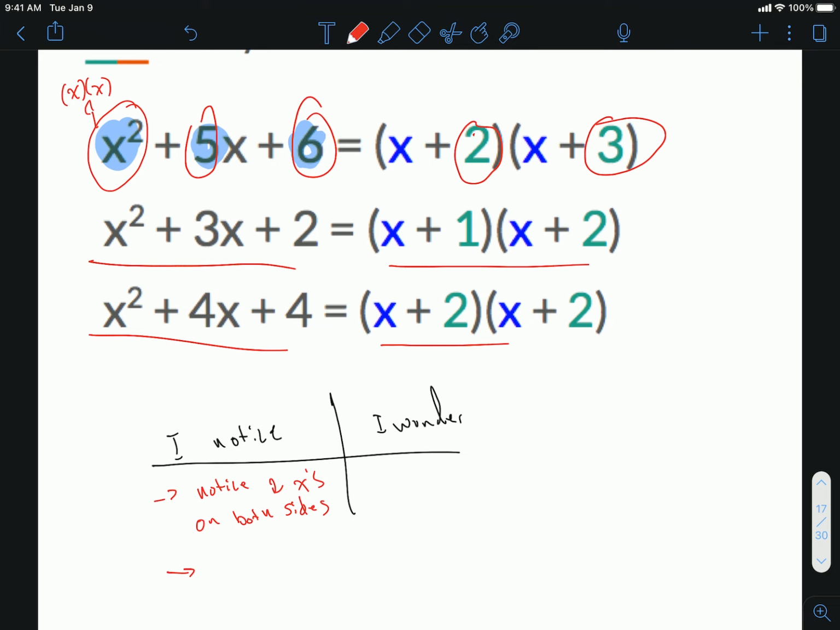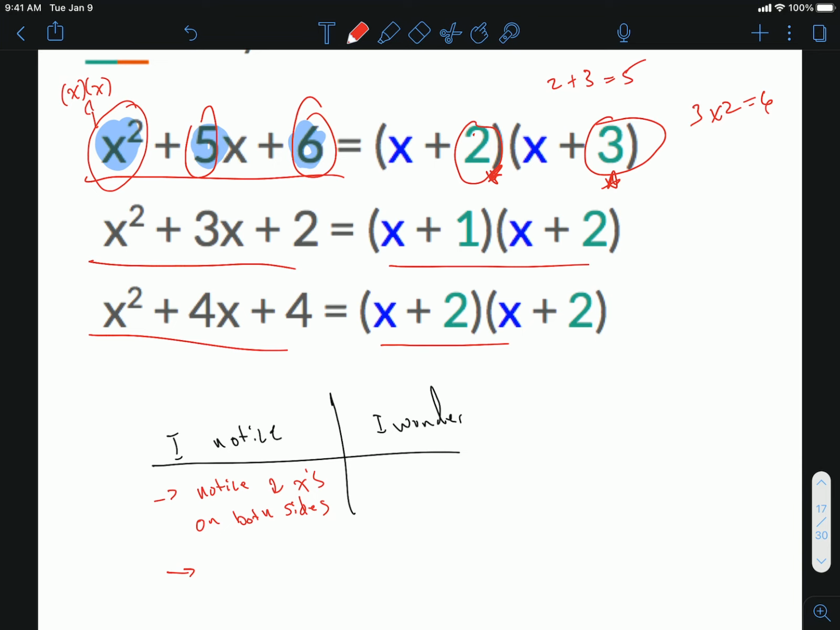For one, it looks like, okay, well, 2 plus 3 equals 5. That's kind of interesting. But also, if I took 3 times 2, that's equal to 6. That's really interesting. It's kind of like these two numbers are special from the standpoint of this equation, right?